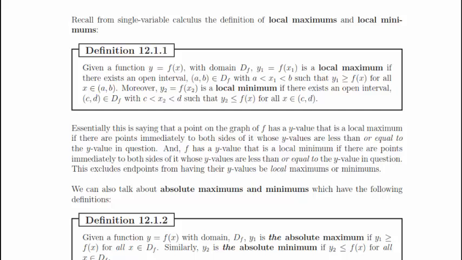Moreover, y2 equals f of x2 is a local minimum if there exists an open interval c to d in the domain of f, with x2 being between c and d, strictly between them, such that y2 is less than or equal to f of x for all x in the interval c comma d. This is very formal in how I'm writing this, but it's actually really important in how we do this. We need to be careful in defining a local minimum.